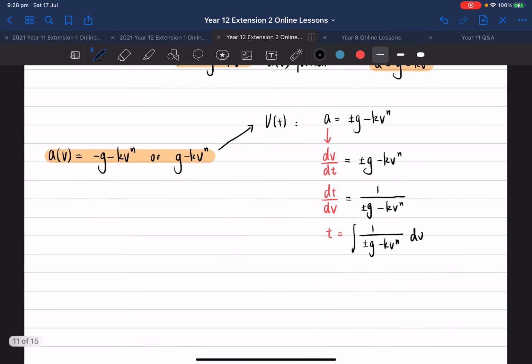Then it depends on the question. You can make v the subject if you want to. Then there will be later algebra calculation, so I'm just putting dots like this. So this is what you do if you want to put it into a v-t equation.